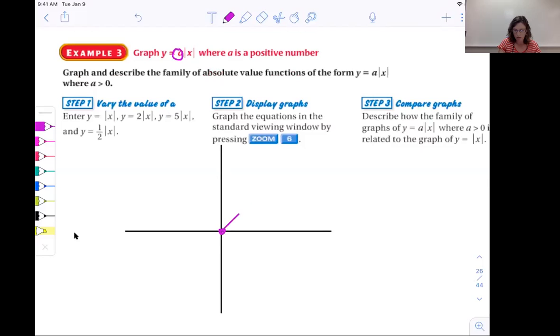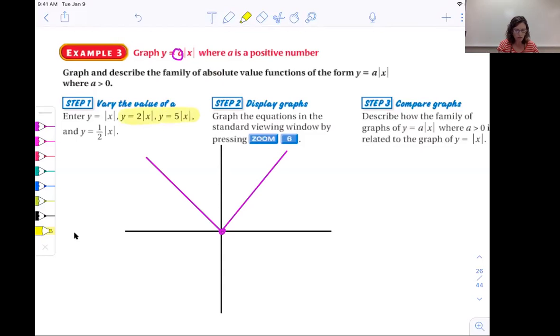So here's my regular graph. The first one asks you to plug in a 2, and then it asks you to plug a 5 in front of the absolute value. Does anybody get this to graph and kind of describe what happens when there's a number in front, like a 2 or a 5? What happened with that V?